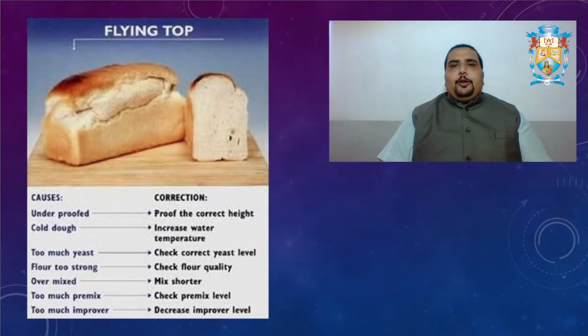What do you mean by proofing? Proofing is the rising, how the bread is risen. Okay, so that is proofing. Next one is cold dough. The cause can be a cold dough. Now when you're making the dough, if you use too cold water, the yeast doesn't work properly, it doesn't get time to activate properly. So what is the correction that can be done? Increasing water temperature. That is the correction that can be done.